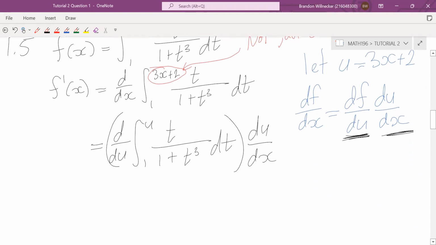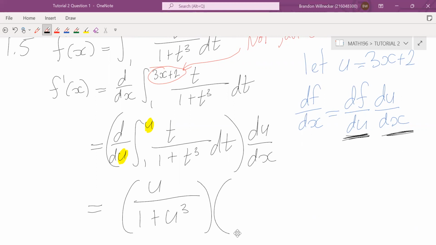Okay, so let's put all the pieces together. For this first part, notice that we are differentiating with respect to u, and the upper bound is u. So that means we can use FTC part 1, which states that the derivative and the integral are going to cancel, and we are left with the function evaluated at the upper bound. So it's going to be u over 1 plus u cubed. Okay, what is du by dx? Well, u is equal to 3x plus 2, so du by dx is going to be 3.